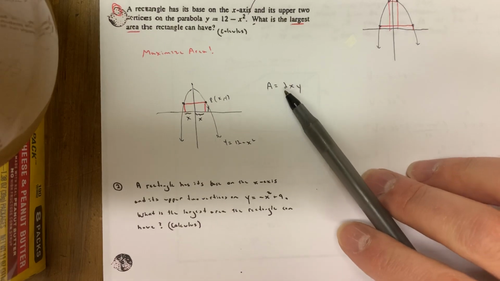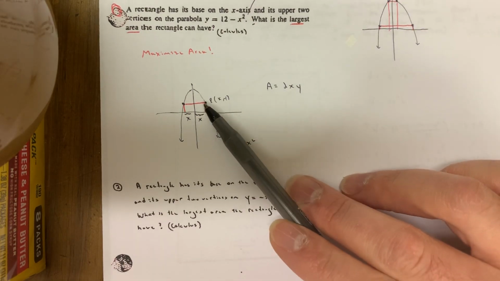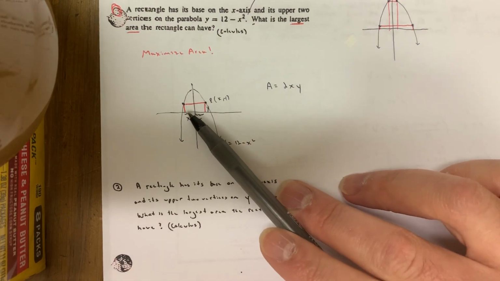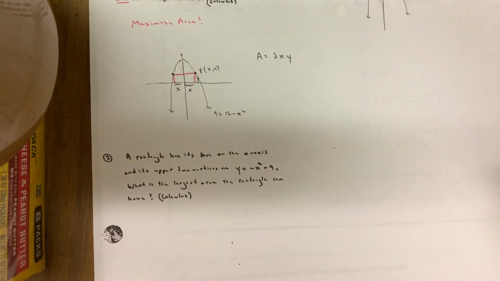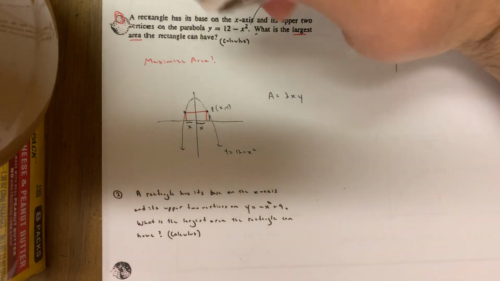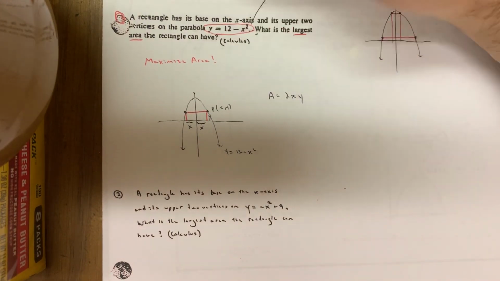Anyway, some people want to say, hey, this is B times H. That's fine, but at some point you're going to have to say B is equal to 2x, and Y is equal to H. Why? Because to get it down to one variable, you need a relationship between the two variables. The only relationship they gave you was the relationship between x and y.